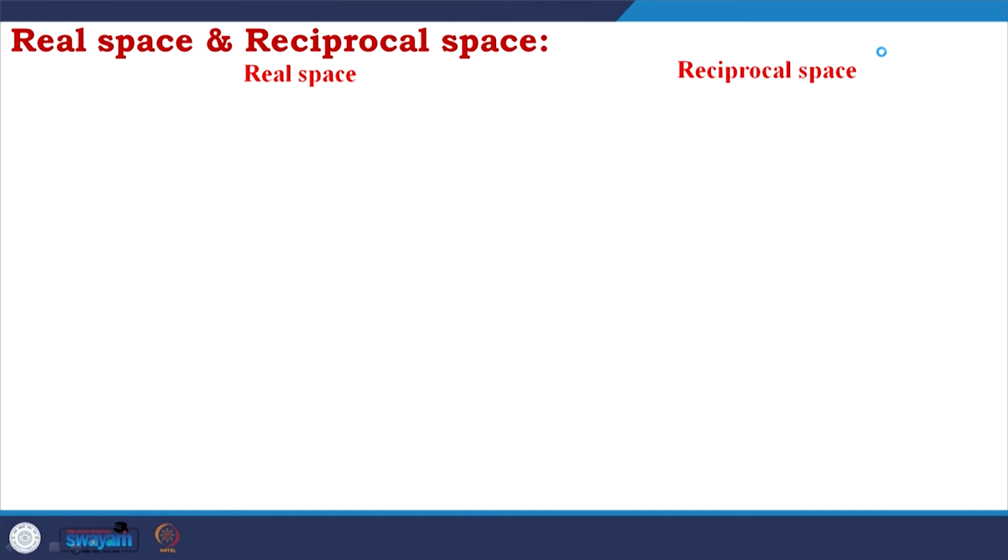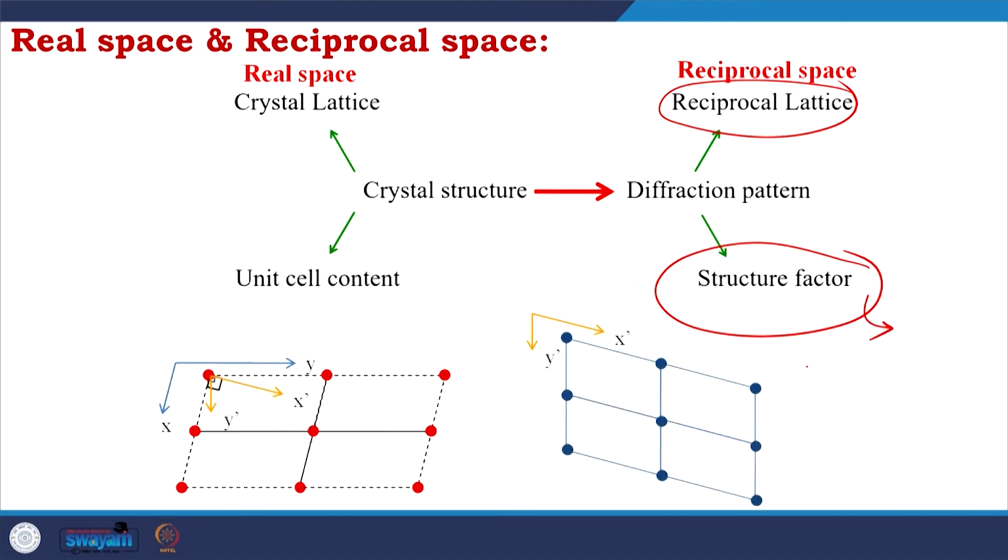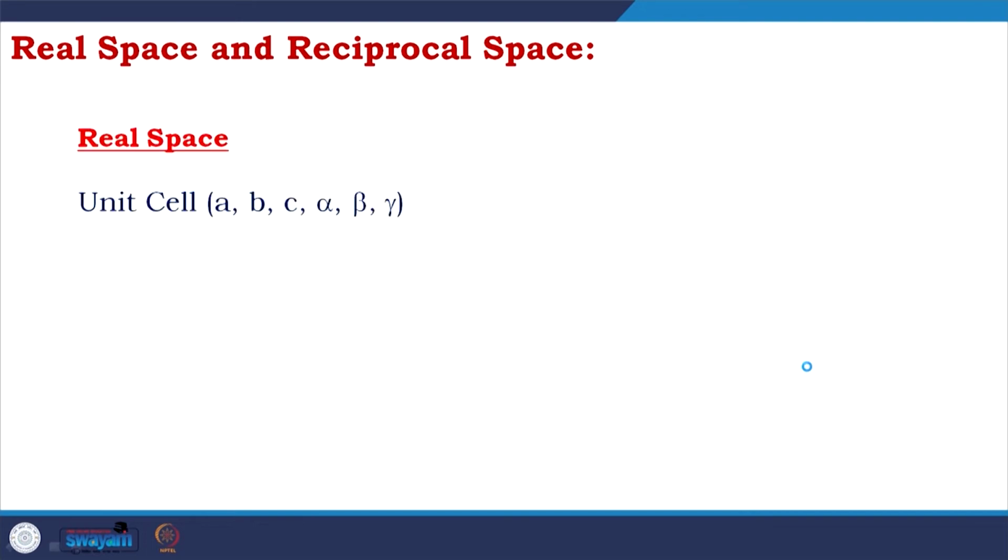So, real space and reciprocal space: you have a crystal structure, it has a crystal lattice, it has a unit cell. When it comes to the diffraction pattern, you get a reciprocal lattice, and that helps you to get the structure factor for further solution. So, this is the real space lattice, and this is the reciprocal lattice.